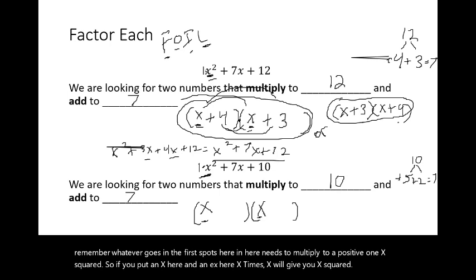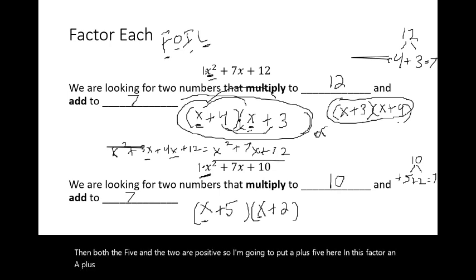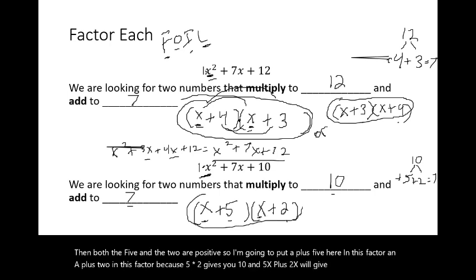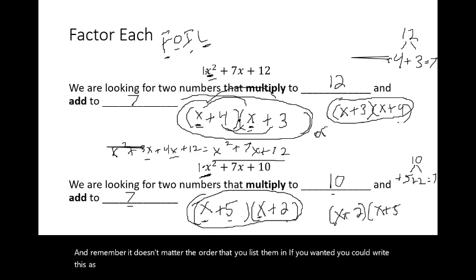Then both the 5 and the 2 are positive, so I'm going to put a plus 5 here in this factor and a plus 2 in this factor, because 5 times 2 gives you 10, and 5x plus 2x will give you 7x. And remember, it doesn't matter the order that you list them in. If you wanted to, you could write this as x plus 2 times x plus 5, and it does not make a difference. These are the exact same.